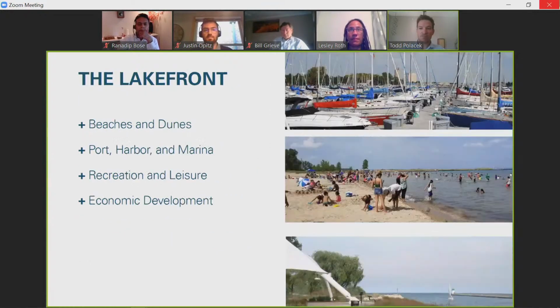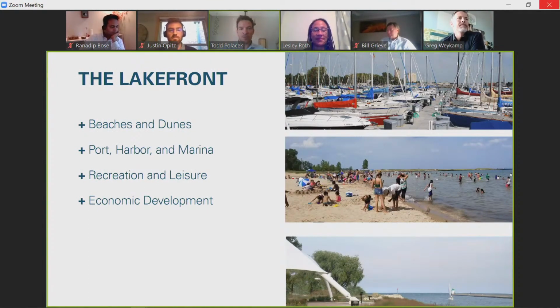Go ahead, next slide. So of course the lakefront has a tremendous draw, and Waukegan is to be commended in celebrating the beaches and dunes. Key focus has been on the port, the harbor, and the marina, but there's so much more, and there are ways to leverage and revitalize not only those lakefront areas, but through the interconnectedness of some of those communities further to the west. And really the emphasis is on stormwater and natural areas enhancement, but also recreation and leisure.